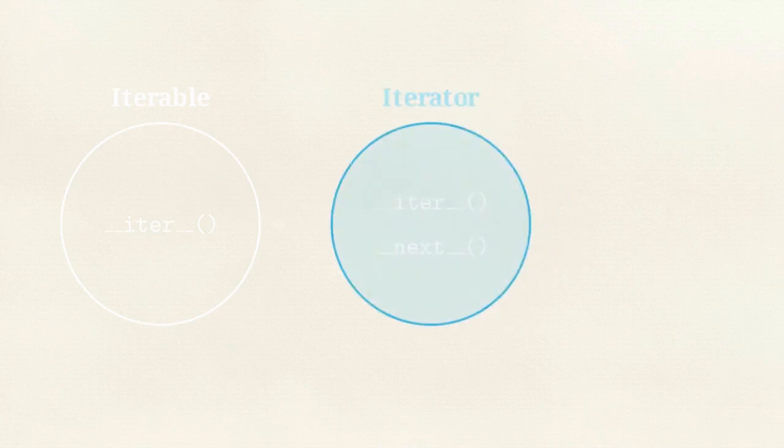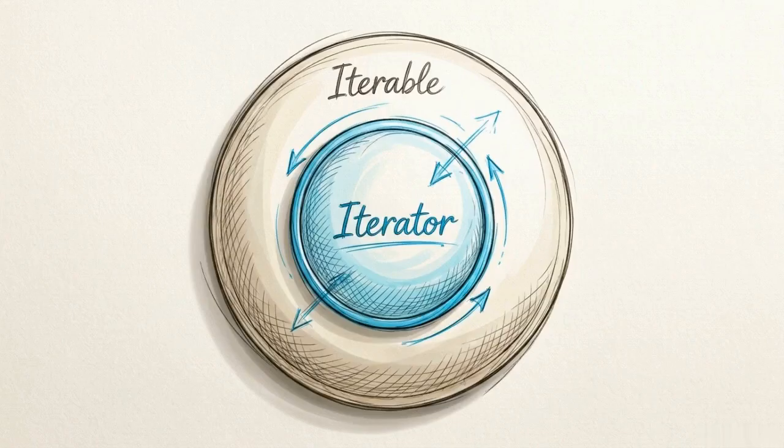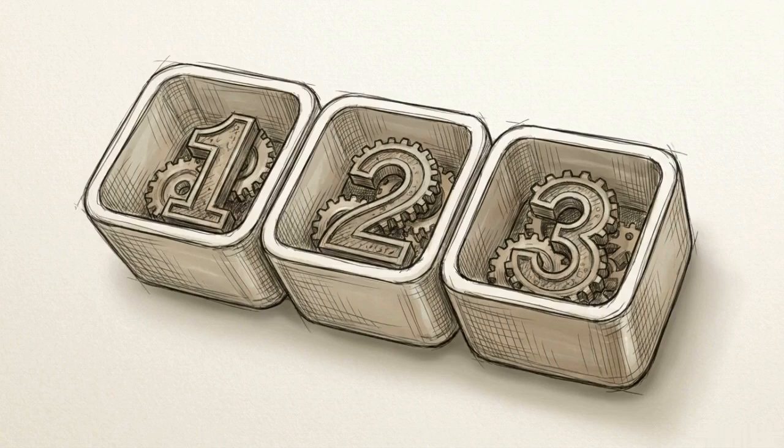An iterator is the stateful agent generated by that iterable, implementing both the __iter__ and __next__ methods. Think of it as a bookmark. It maintains internal state, remembering exactly which item it just processed, and knowing exactly where to resume. While an iterator is technically also an iterable, because it returns itself when passed to iter, a standard passive iterable, like a list, is never an iterator out of the box.